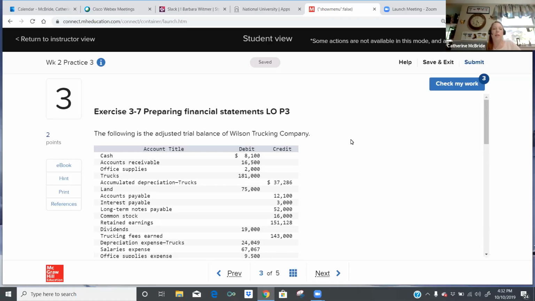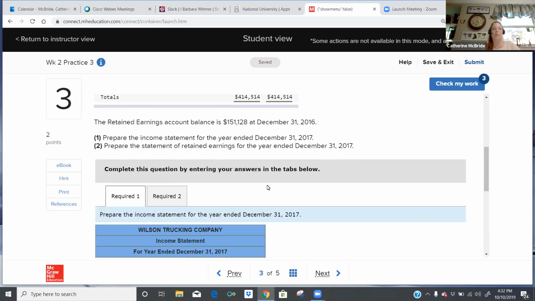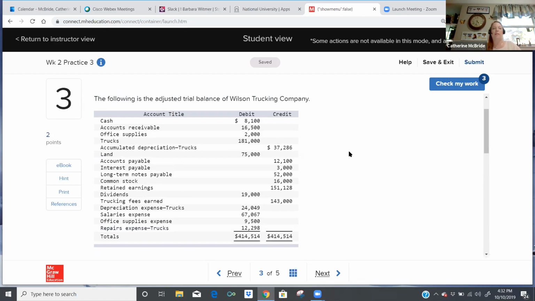We're going to look at how to prepare two of the financial statements. We're going to prepare an income statement and a statement of retained earnings. So the first thing that we want to do is look at the trial balance that we're given.